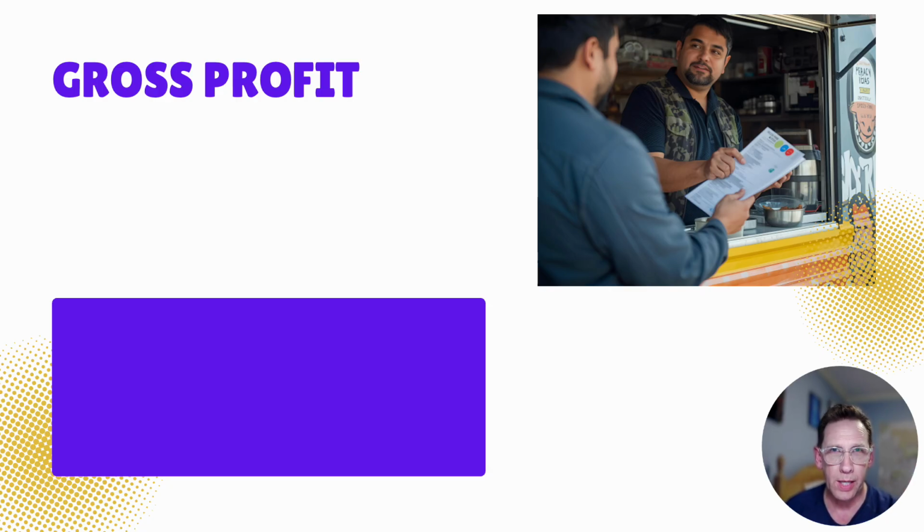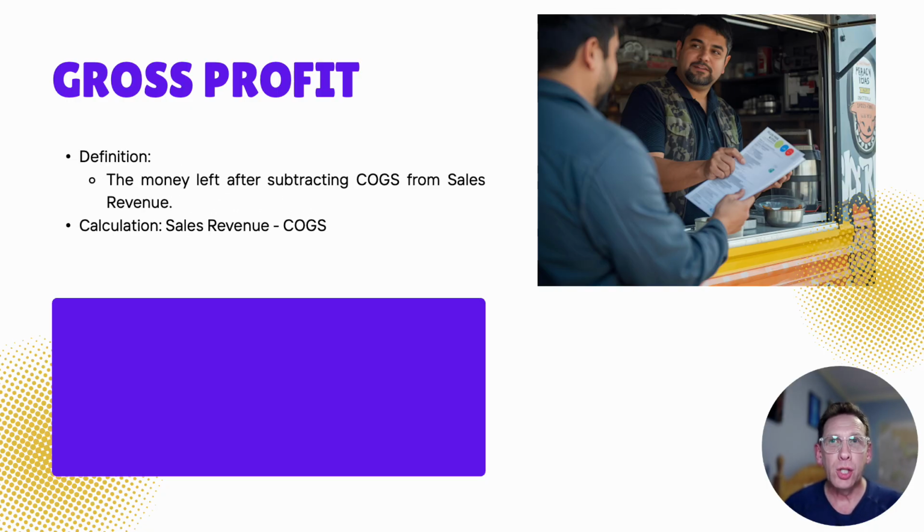This is what we want to understand. Now, I do want to make a point that there is a difference between revenue and profit. Revenue is your top line. That's how much you sold. But in order to get your gross profit, you have to subtract your COGS from your sales revenue.